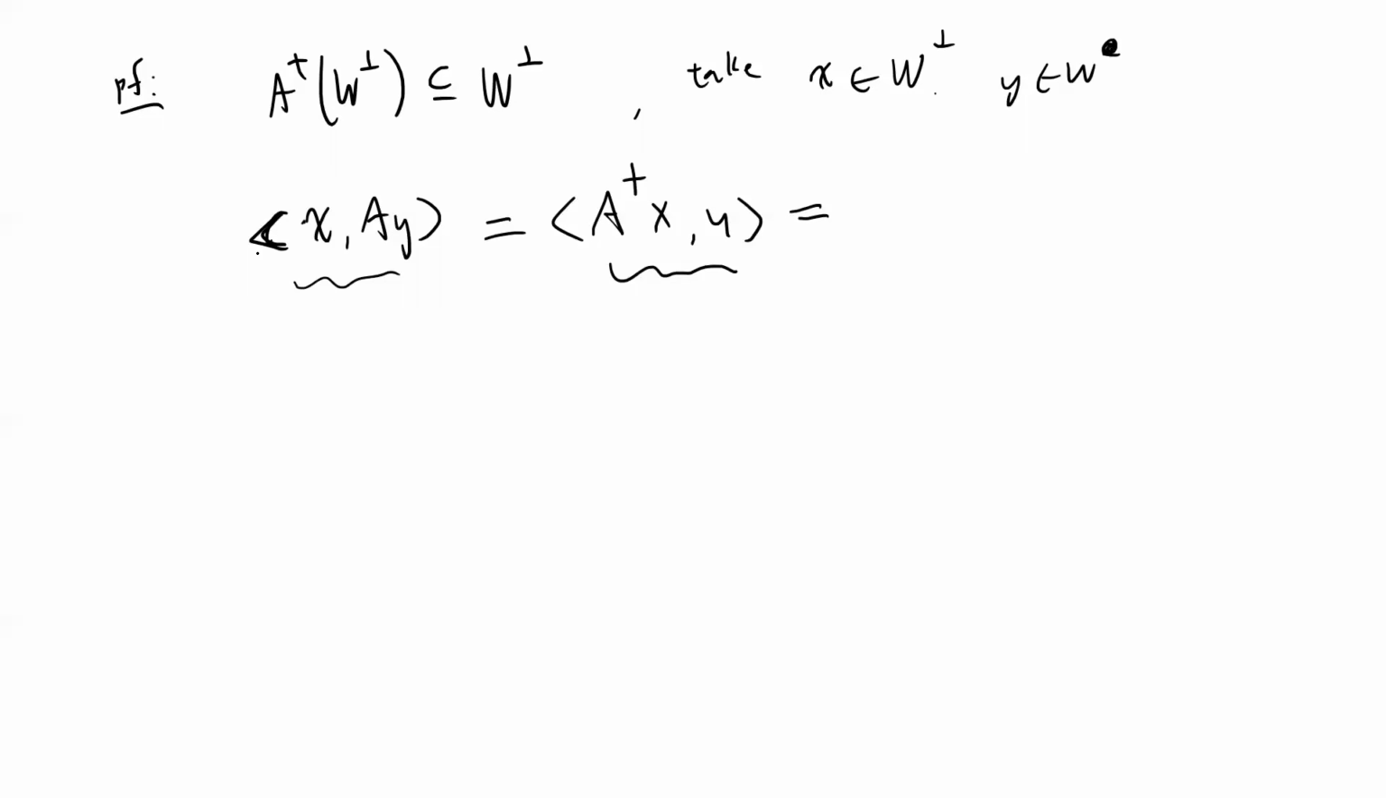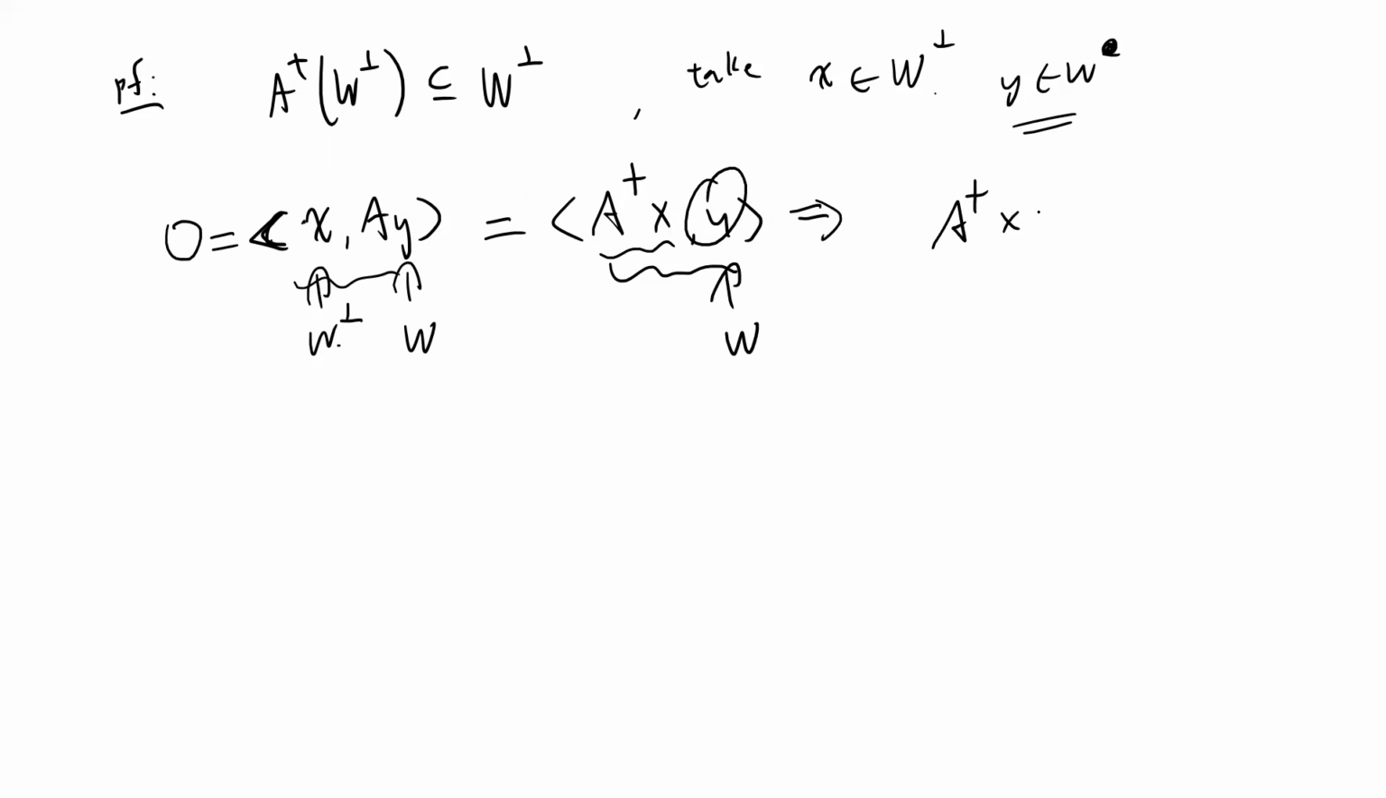From here, you know that this is zero, because Y is inside W, so AY will be inside W, and X is in the W complement, so the inner product is zero. So A dagger X belongs to the W complement by definition, because this holds for all Y. So you have proved that if X belongs to the W complement, then A dagger X belongs to the W complement.